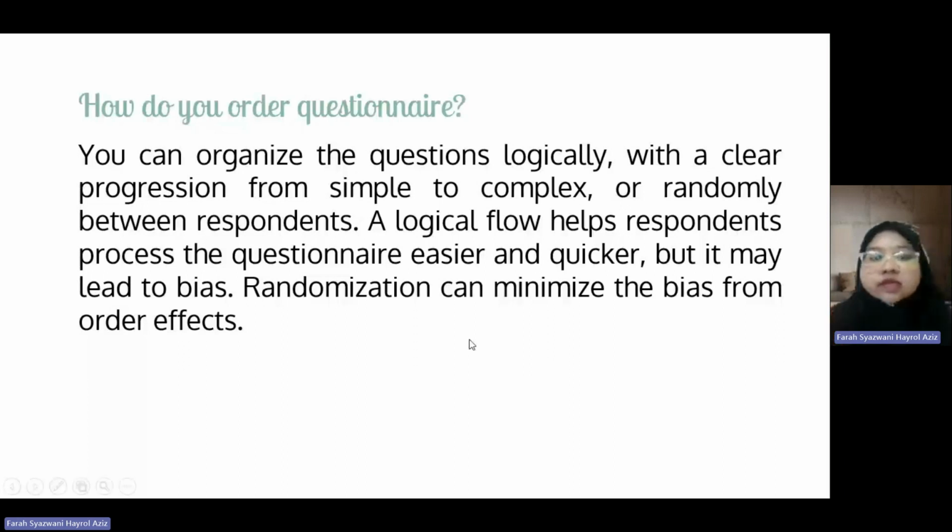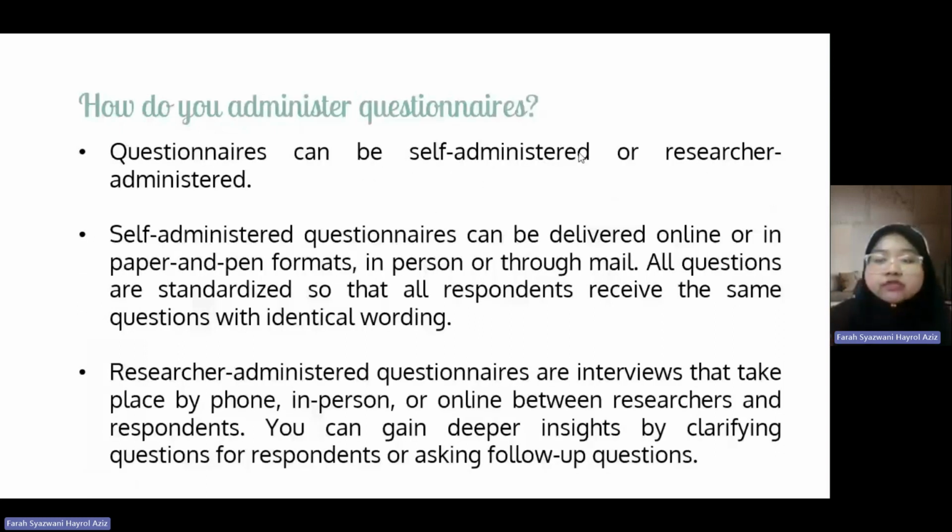Okay, so questionnaires, again, as I mentioned, can be self-administered or researcher-administered. Self-administered questionnaires can be delivered online or in paper-and-pen formats, in person or through mail. All questions are standardized so that all respondents will receive the same question with identical wording. Whereas researcher-administered questionnaires are interviews that take place by phone, in person, or online between researchers and respondents. So you can gain deeper insights by clarifying questions for respondents or asking follow-up questions.